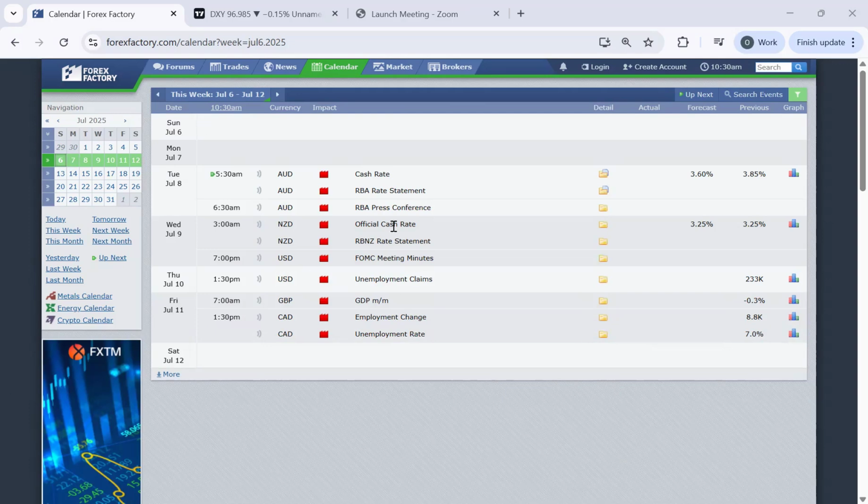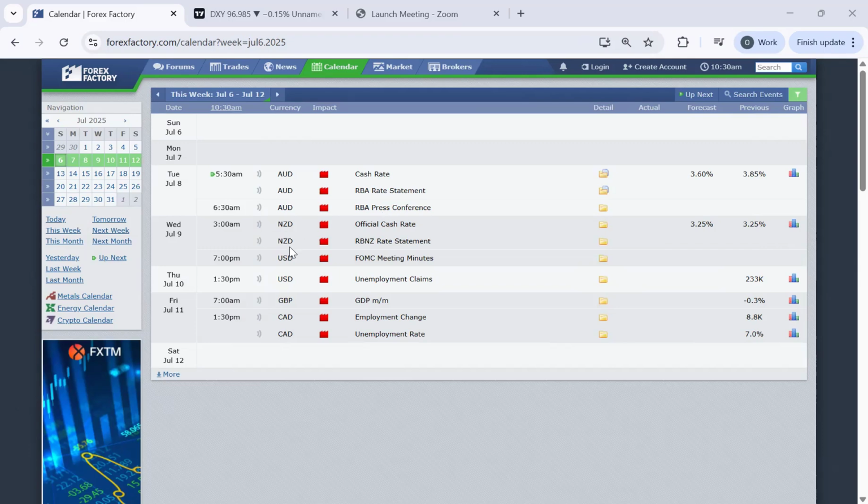Focusing on the high impact news only, on the 7th of July, we have no single high impact news on the currencies that we trade. And moving straight to Tuesday, which is July 8th, 5:30 a.m. Nigerian time to 6:30 a.m. Nigerian time, we have AUD coming up with the cash rate, RBA statement, and RBA press conference. And this is also intended to push the AUD strength on that particular day.